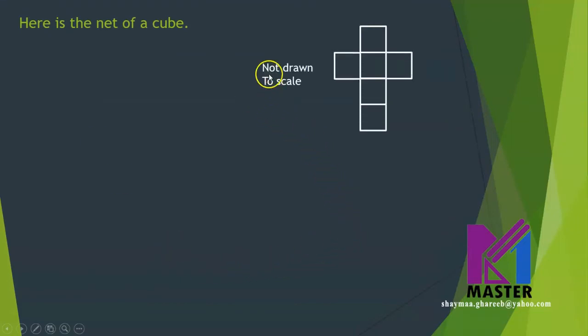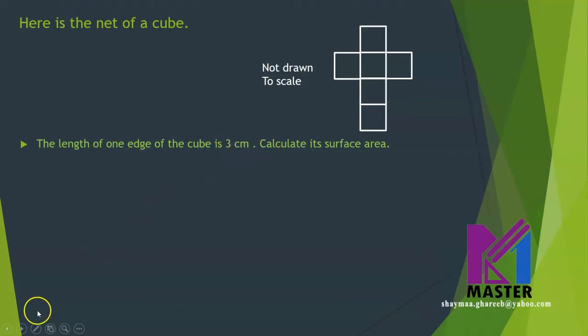And look at this word here: not drawn to scale means that we do not use the ruler to measure the sides. Okay? We do not use the ruler to measure any of the edges of this cube. The length of one edge of the cube is 3 centimeters. What does this mean? We said the cube has 12 edges and all of them are equal in length.